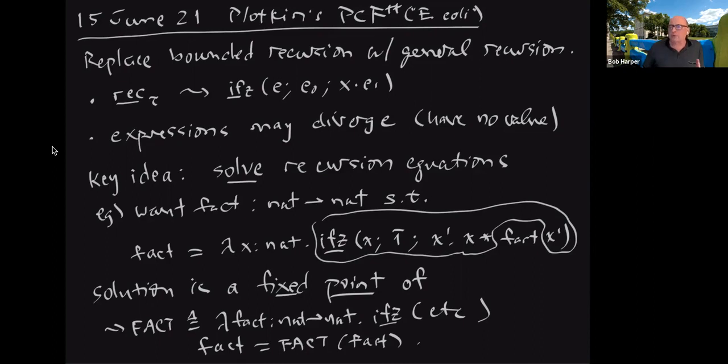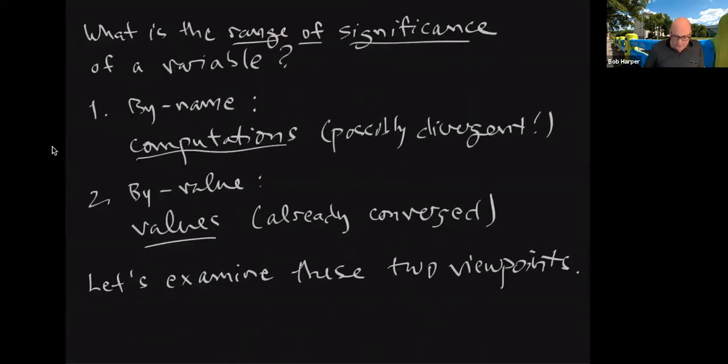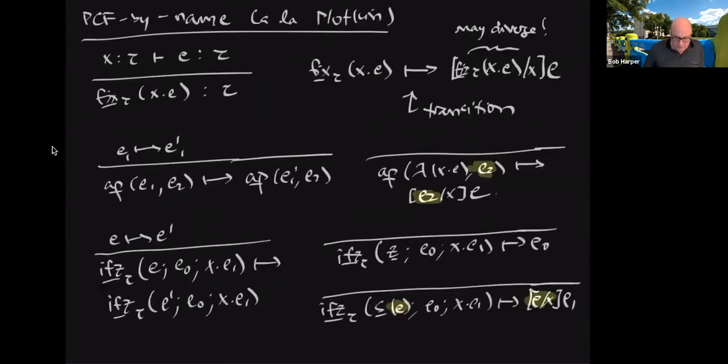But in order to ensure that you always have a fixed point, I have to give up on totality. I have to say you're working only with partial functions. As long as I say that, such solutions will always exist. And the way you name the solution is using an operation called fix. And indeed, that's the reason it's called fix.